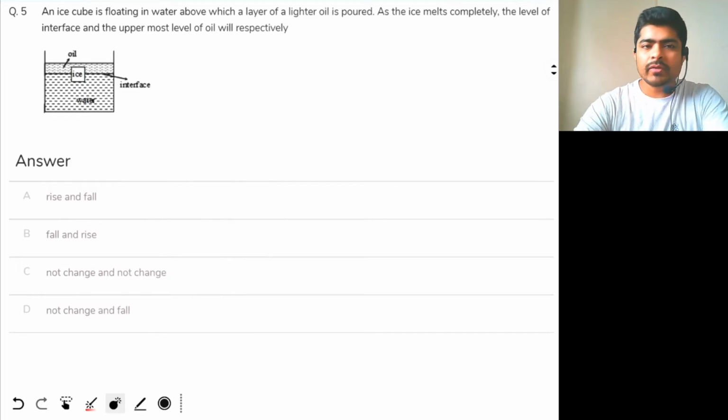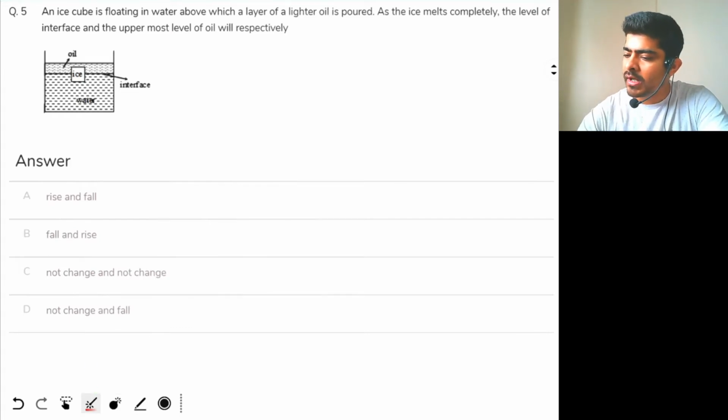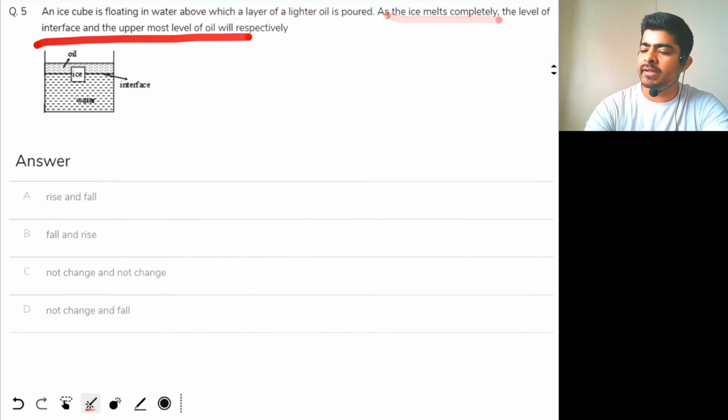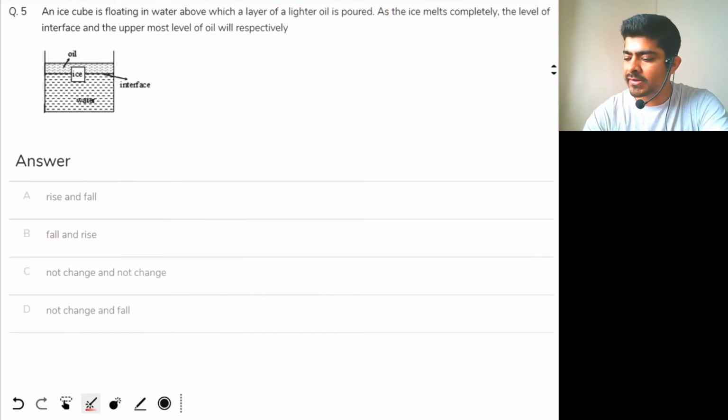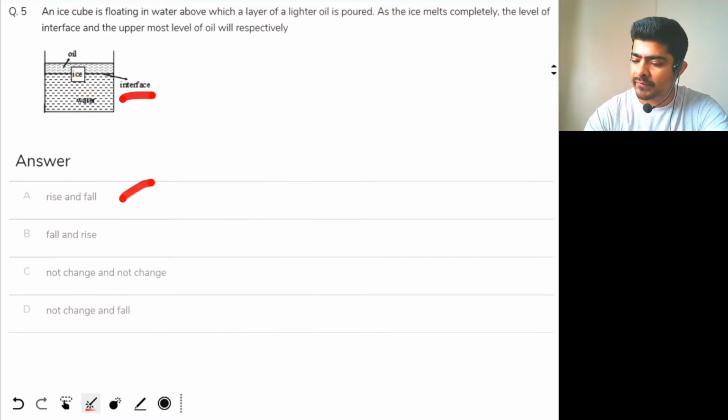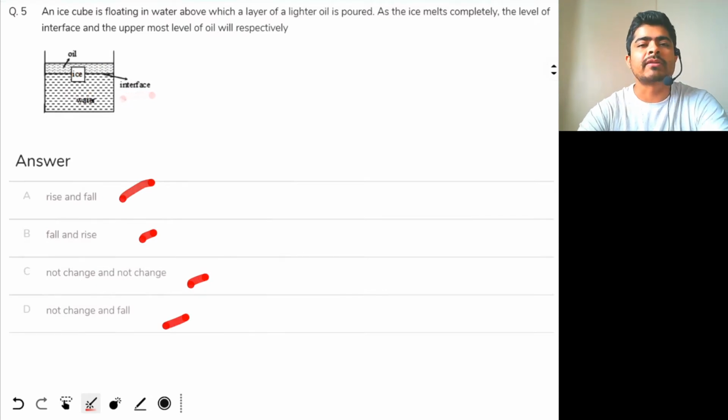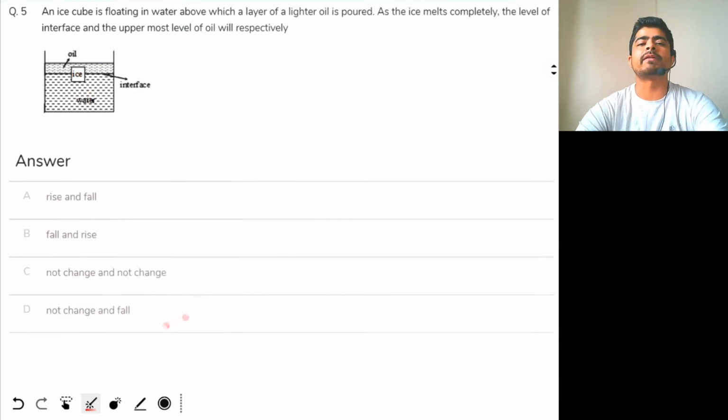Okay, ये क्वेश्चन देखो. An ice cube is floating in water above which a layer of a lighter oil is poured. As the ice melts completely, the level of the interface and the uppermost level of oil will respectively what happen to them. So here you can see we have water, ice cube and oil. This is the interface. Okay, and then we are given four options, so we have to see which option will come out to be correct. That is whether the water level will rise or fall and whether the oil level will rise or fall.